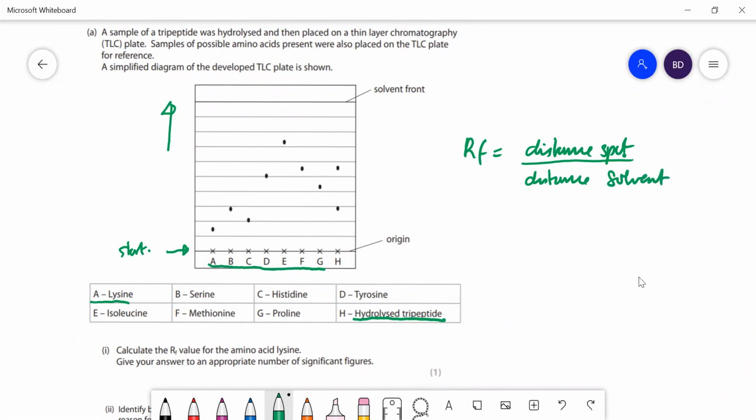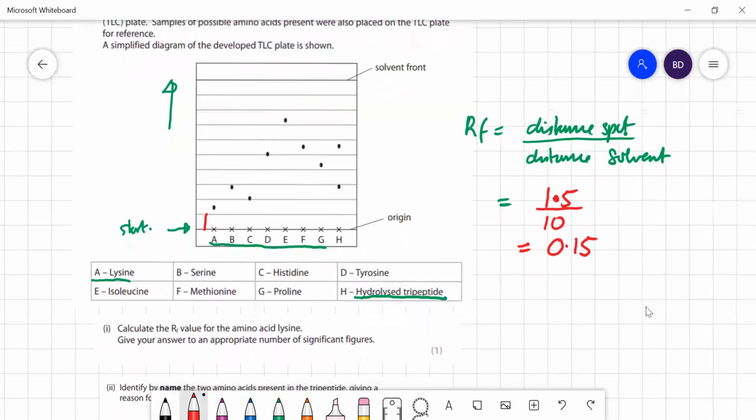The solvent front. Okay, so the distance moved by the spot is, if we say that one of those is 1 unit, about 1.5 units. And the solvent has moved 1, 2, 3, 4, 5, 6, 7, 8, 9, 10 units. So 1.5 divided by 10, the RF value is equal to 0.15. Two significant figures, I think, is all you can justify there, definitely.